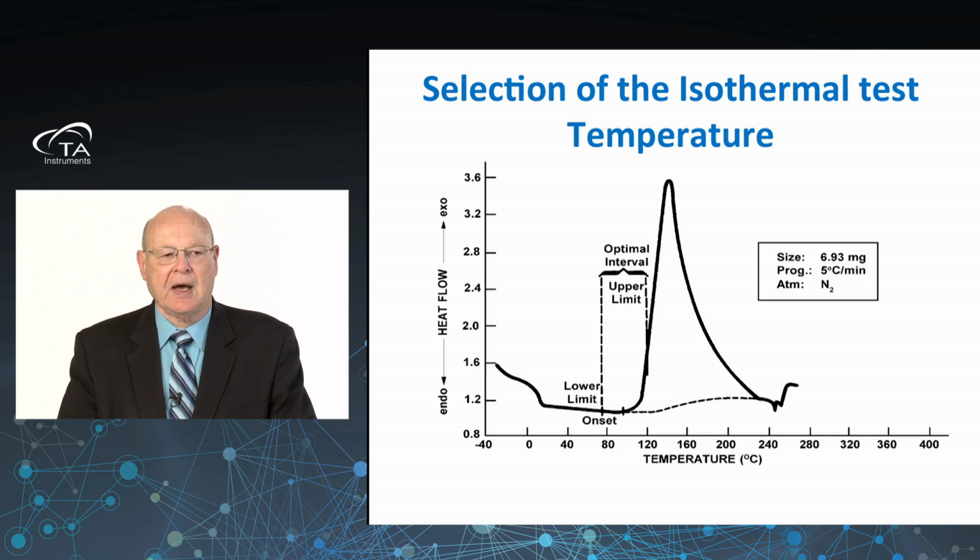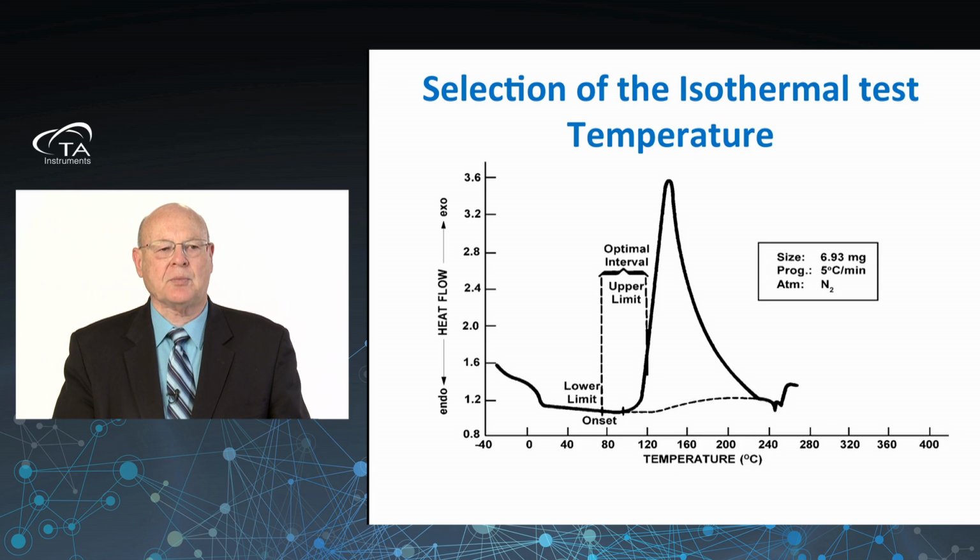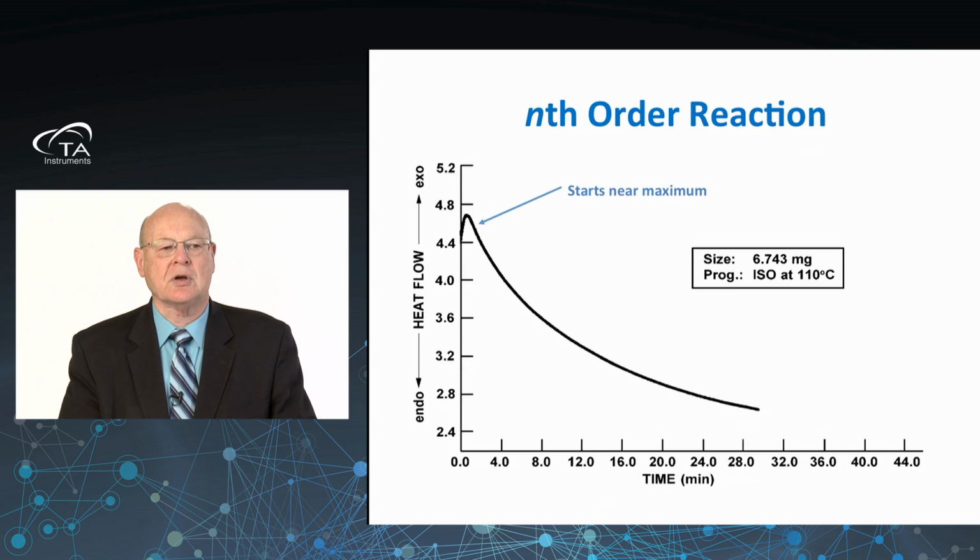When we have that temperature, we then conduct our second part of this process, which is an isothermal experiment. That is, we heat our DSC to this selected temperature, we maintain the DSC at an isothermal temperature, and then we submit to the DSC a sample pan with a few milligrams of the reactant. If the reaction starts at a high value, that is, it reaches its maximum rate very quickly and then decays away with time, we can be assured that we have an nth order reaction.